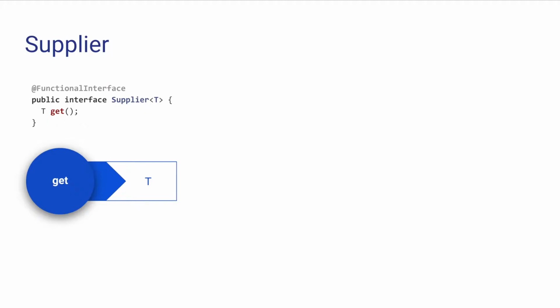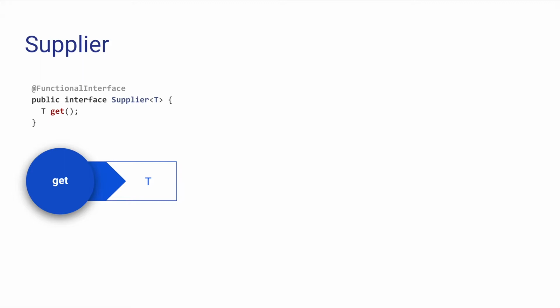Let's now talk about the Supplier in more detail. So the interface of the Supplier looks like this. It represents a supplier of results, and there is no requirement that a new or distinct result be returned each time the supplier is invoked.